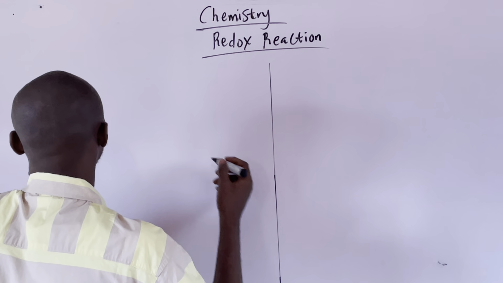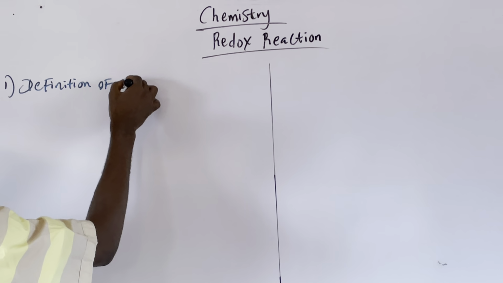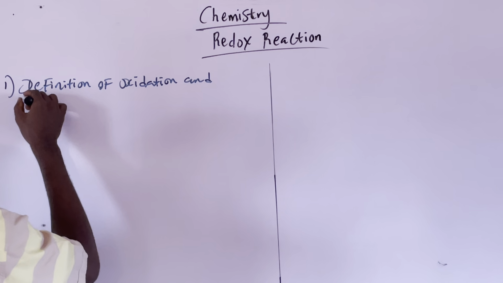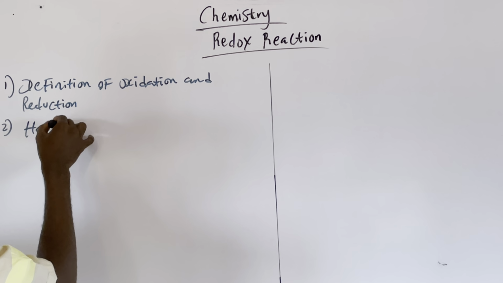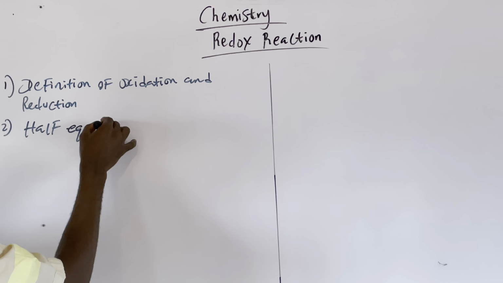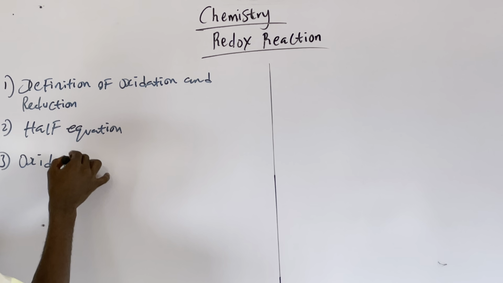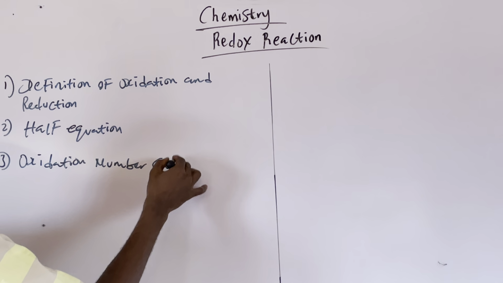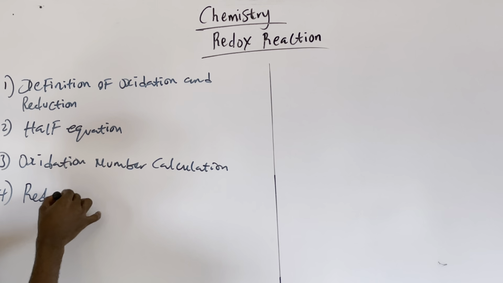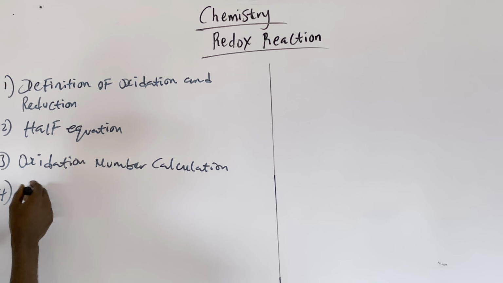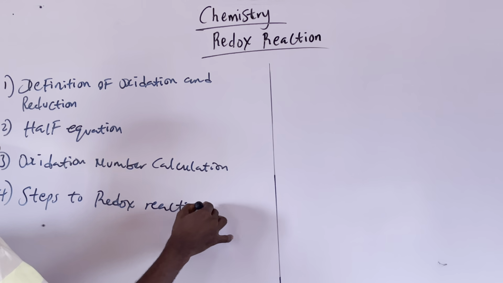First thing is definition of oxidation and reduction. Second is half equation. Third, oxidation number calculation. Fourth is the main redox reaction, or should I say the steps to redox reaction.